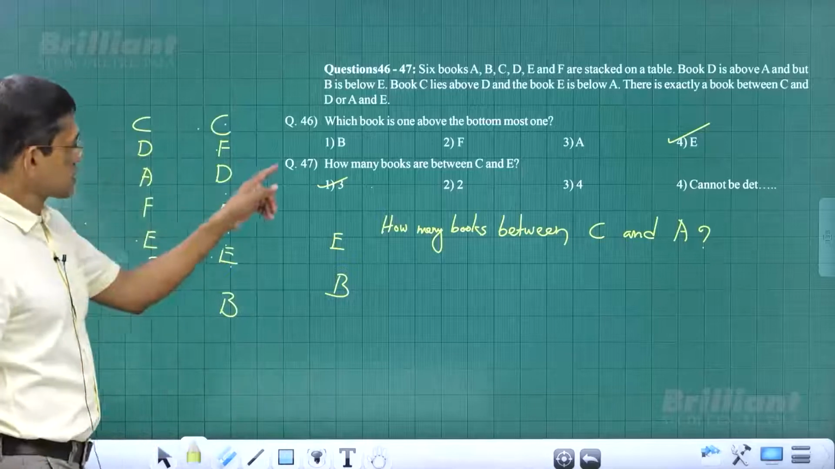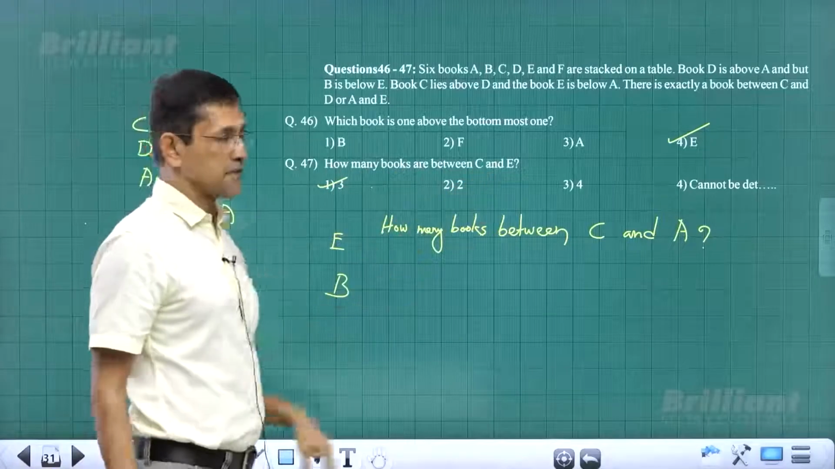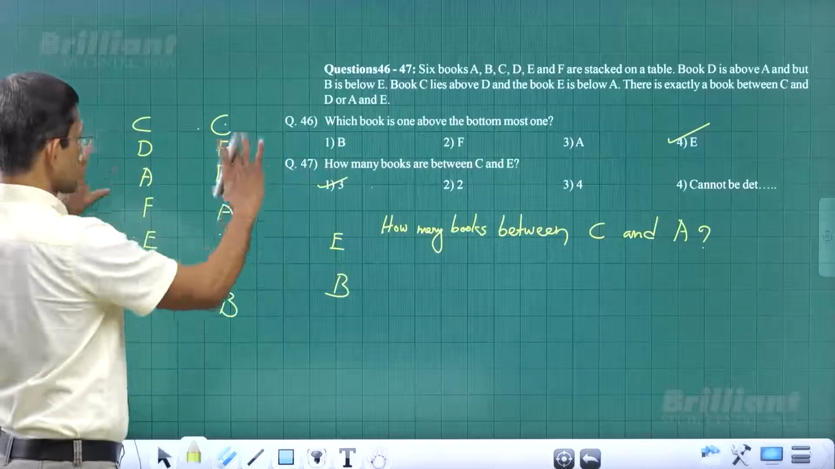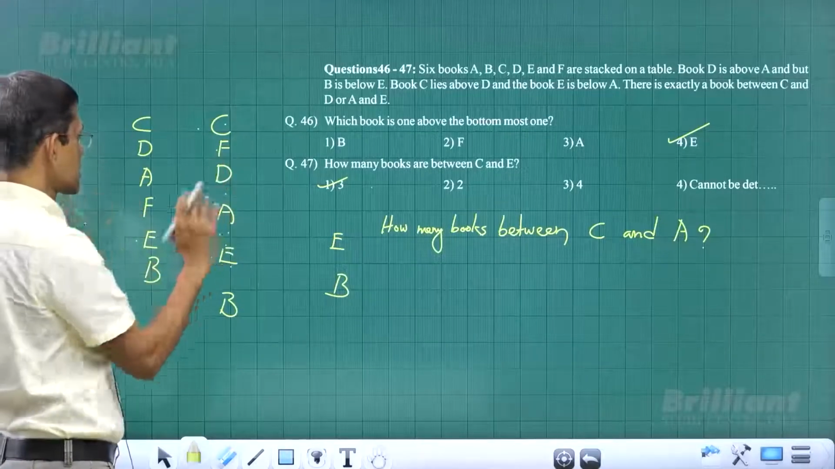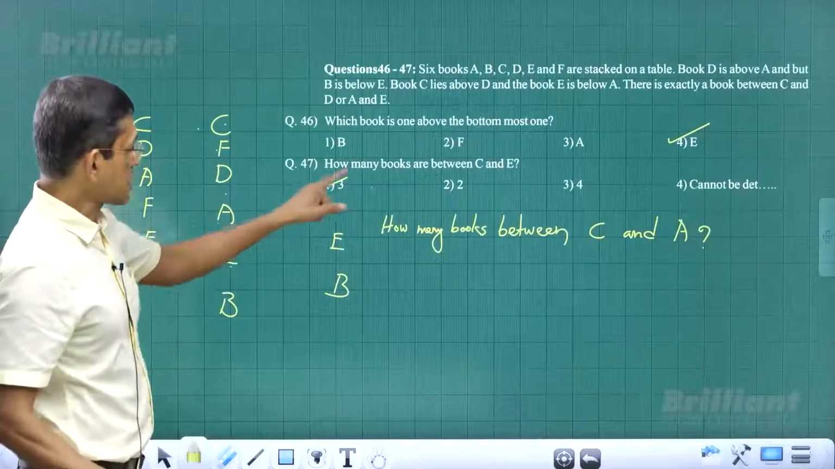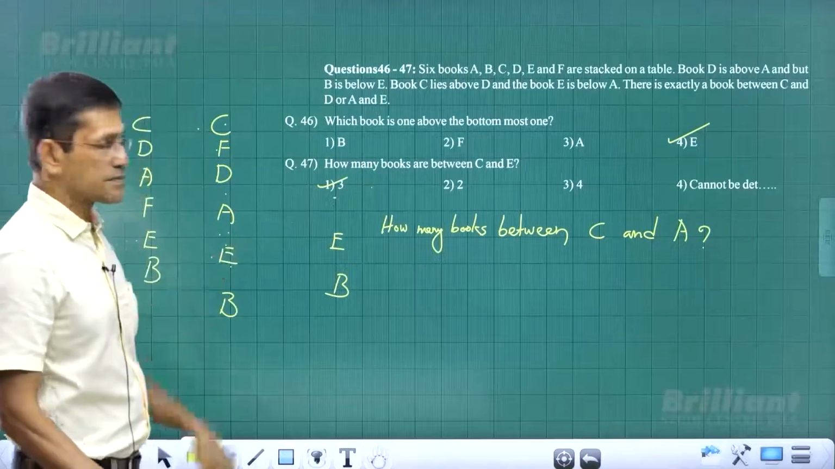But in this case, the question was asked how many books between C and E. In both cases, the number of books between C and E is exactly the same. The number is exactly the same, but the order is different. So our question is about the number. So 3 is the answer.